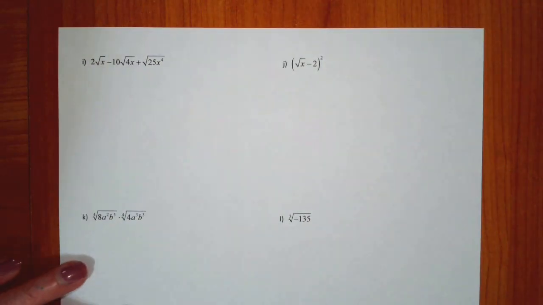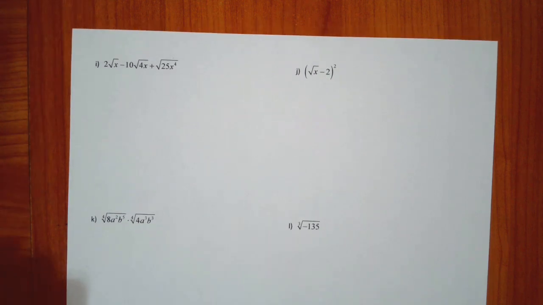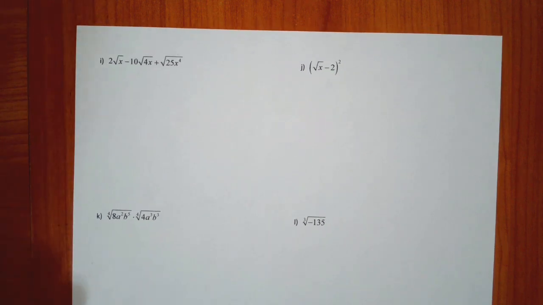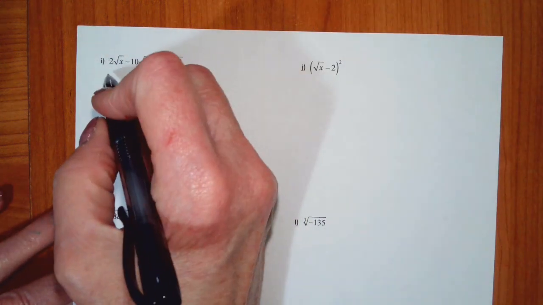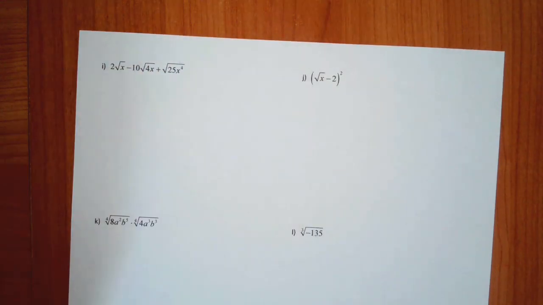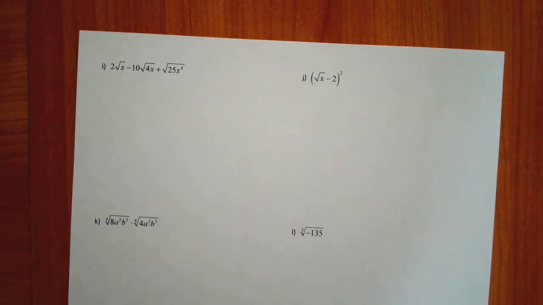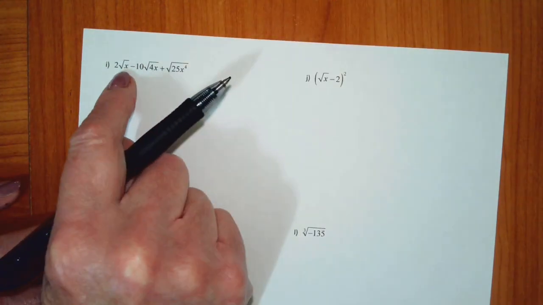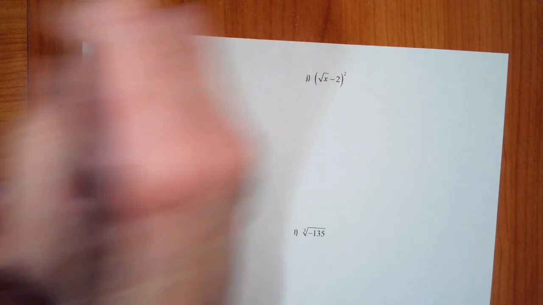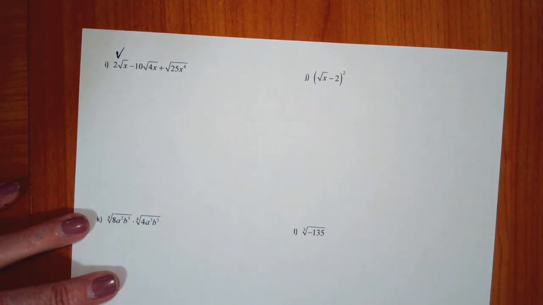Okay. Now, let's talk about adding and subtracting. It's just like combining like terms. So I have to simplify each of the radicals. All right, so 2 times the square root of x is fine, so I can just leave it alone.